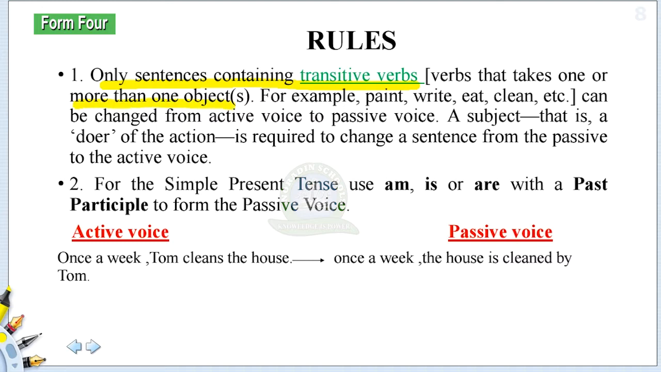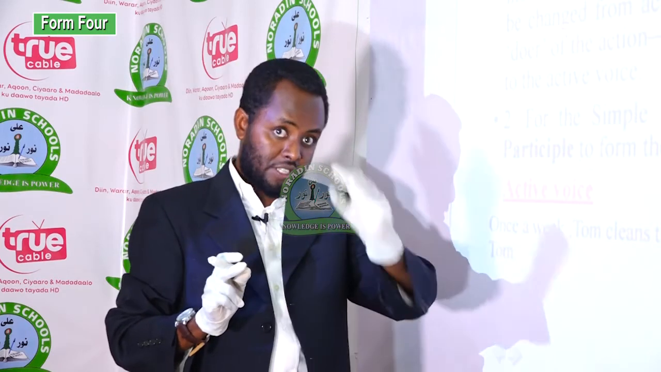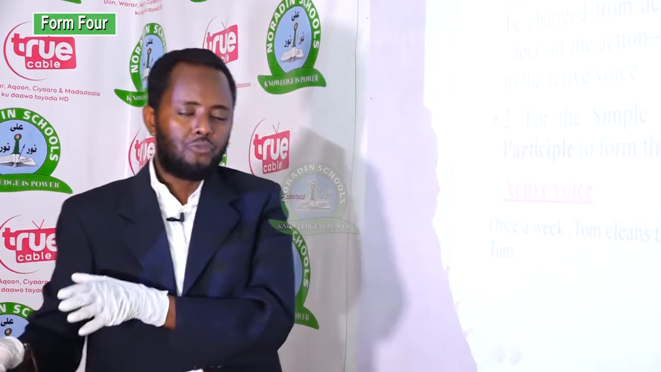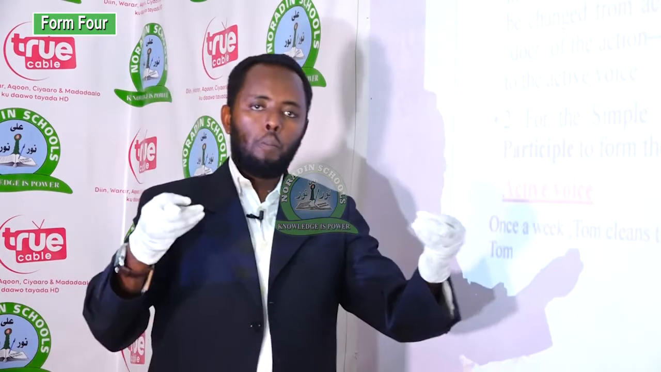For example, paint, write, eat, clean, etc. can be changed from active voice to passive voice. So when you want to change the sentence into passive voice, it should have an object. If the sentence doesn't have an object, you cannot change it into passive voice. For example, my grandfather died last year.